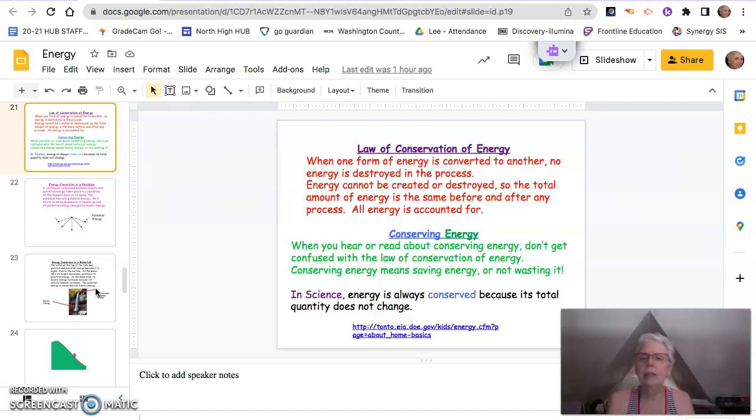When you read about conserving energy, don't get it confused with the law of conservation of energy. Conserving energy just means to save it and not waste it. In science, energy is always conserved because its total quantity does not change.